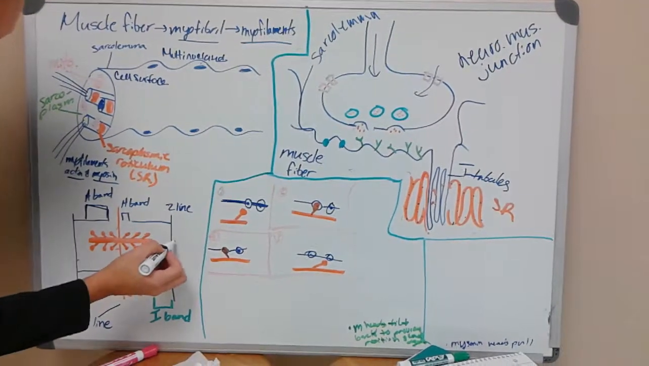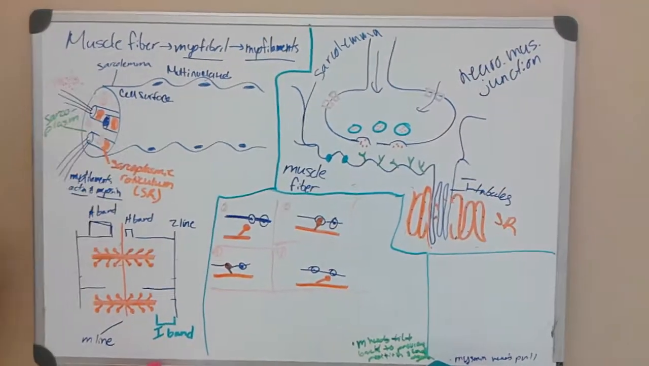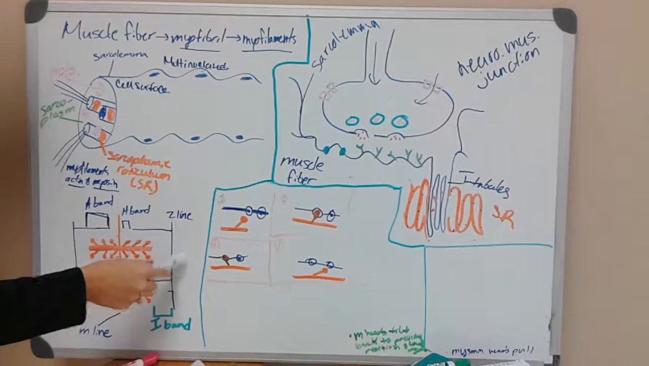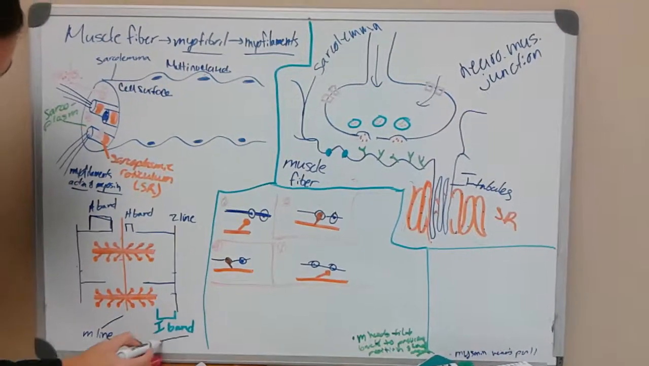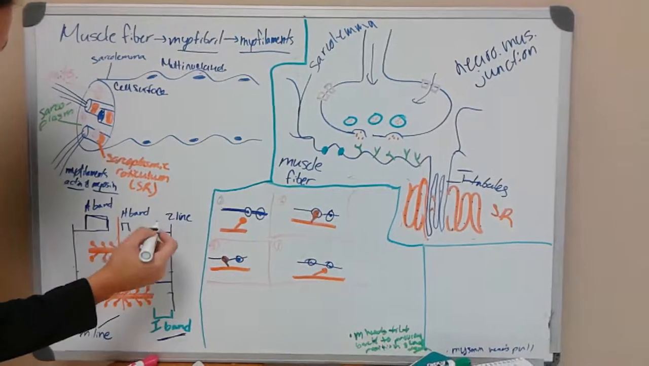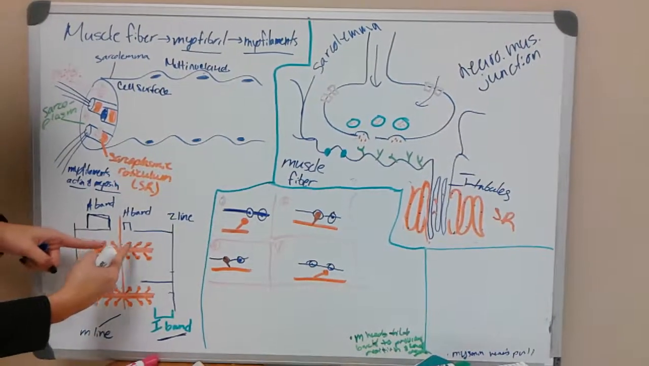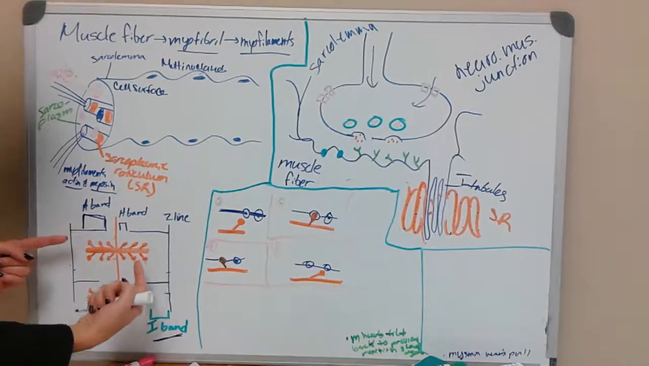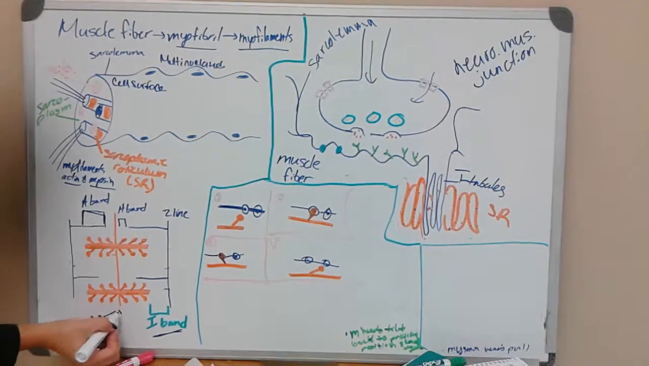It's important to remember that from Z line to Z line is one sarcomere. And here on our I band, this is where we have our actin filaments. It's also important to keep in mind that the globular heads in myosin, when they're contracting, contract towards the M line. That's the middle here.